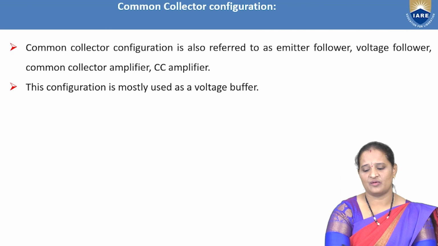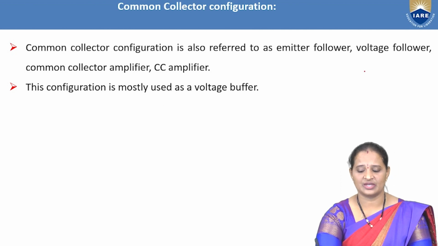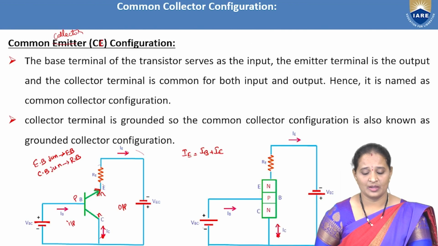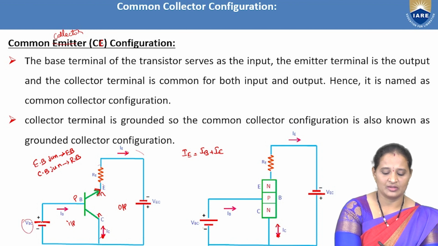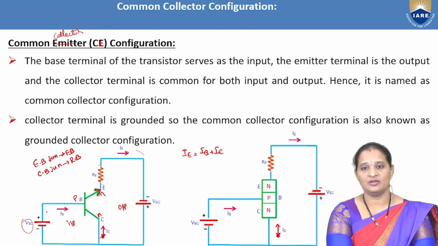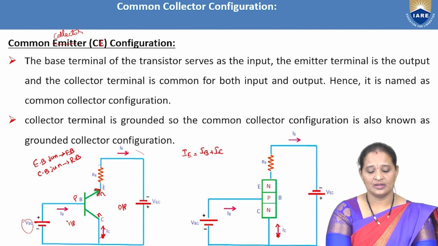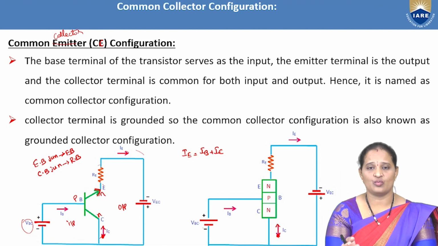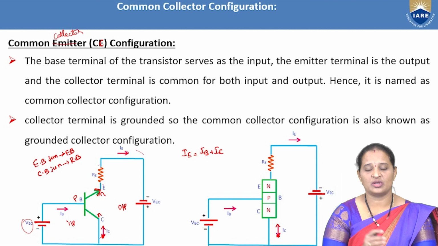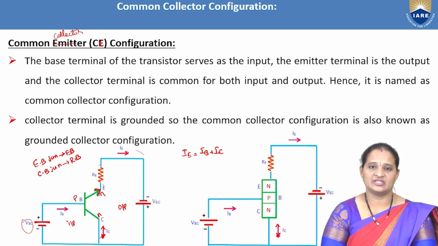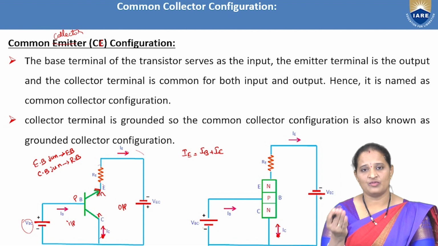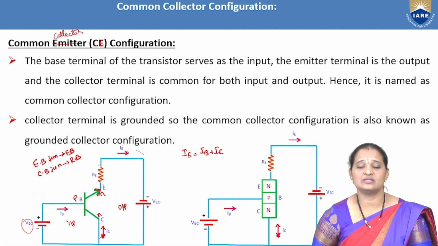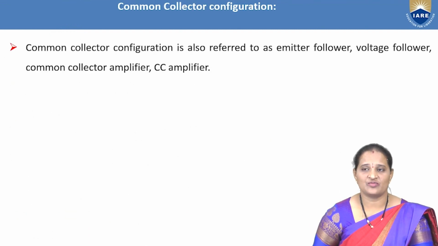So why is it called an emitter follower? Because in the case of this common collector amplifier, whatever input we apply at the input side to the base terminal, the same thing will come as output at the emitter terminal. That means the input and output voltages are almost equal. So that is why it is called a voltage follower. That means the output follows the input signal. Whatever input we apply, we get the output the same as that input signal. So that is why it is called an emitter follower or voltage follower.